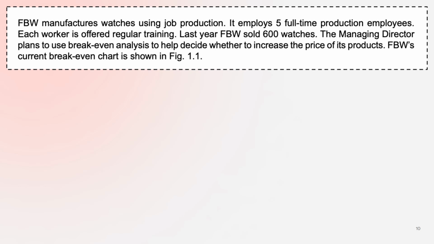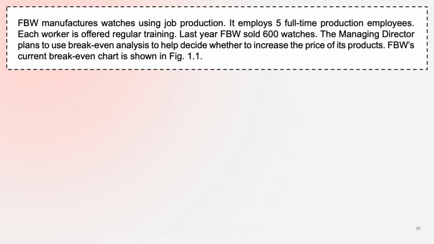Red alert, red alert. Past paper question incoming. Here's your past paper question. It says, FBW manufactures watches using job production. It employs 5 full-time production employees. Each worker is offered regular training. Last year, FBW sold 600 watches. The managing director plans to use break-even analysis to help decide whether to increase the price of its products. FBW's current break-even chart is shown in Figure 1.1.